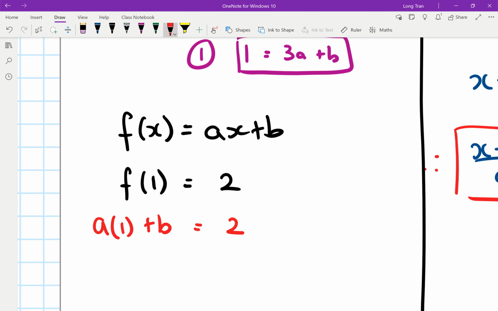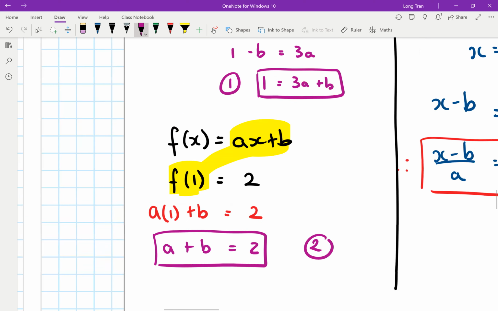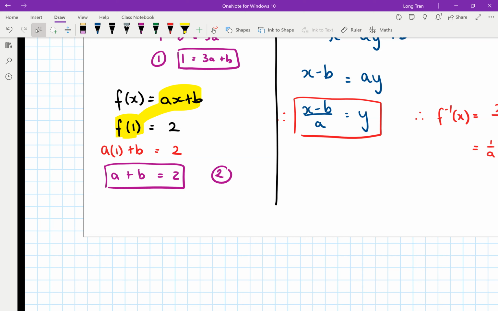See what I've done? I've just essentially said f of 1 means I'm going to sub x equals 1 there. So this equation, I'm just replacing it over here. All right? And then now let's calculate it. So this becomes a plus b equals 2. And that's my second equation. There we go. So I've got my second equation and my first equation, and now I'm going to simultaneous them to solve.